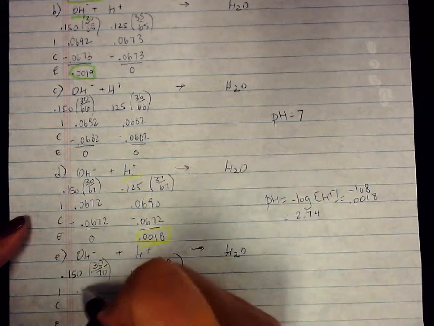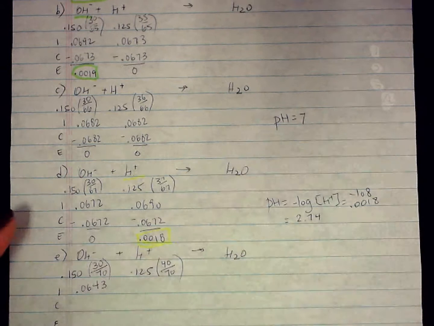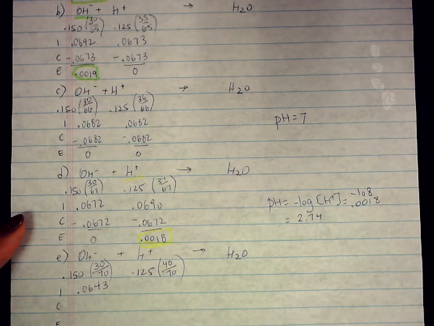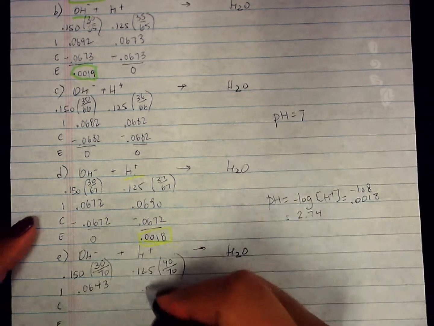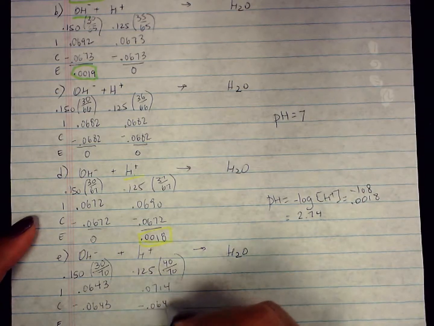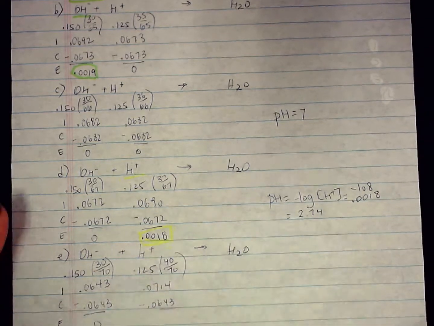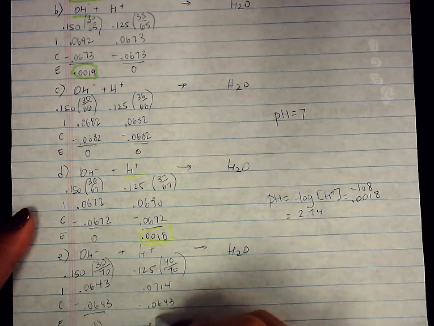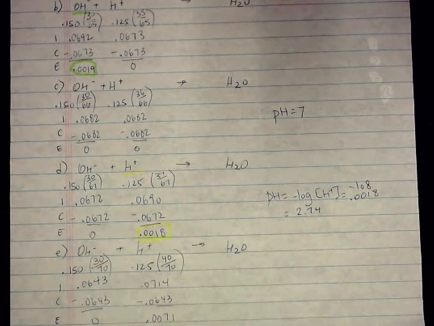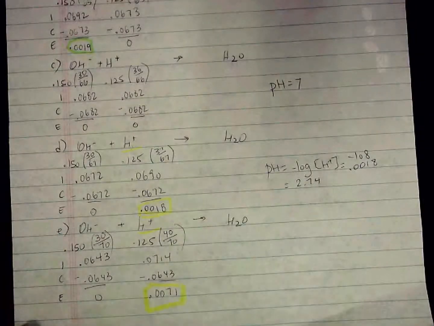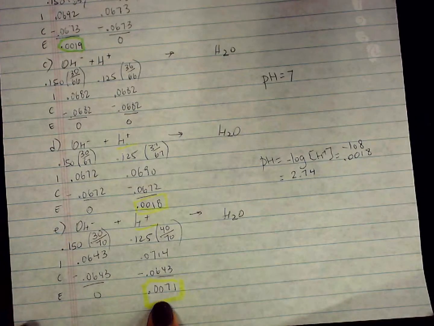This initial concentration here is 0.0643, and then the initial concentration of acid is 0.0714. All right, so the hydroxide's limiting, and what we're going to have is an overabundance of hydrogen ion. As a matter of fact, we're going to be left with 0.0071. That's great because, again, I have a number underneath the hydrogen ion column. All I simply have to do is do the negative log of that value to get the pH.